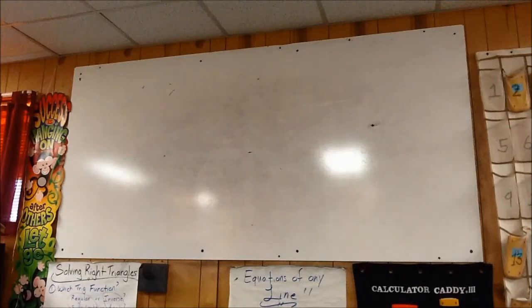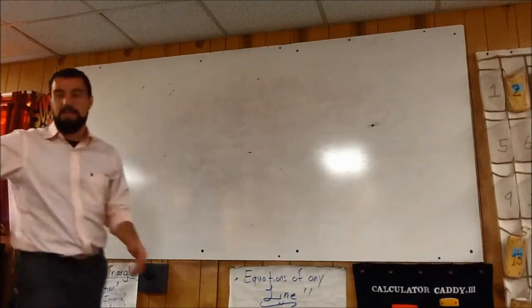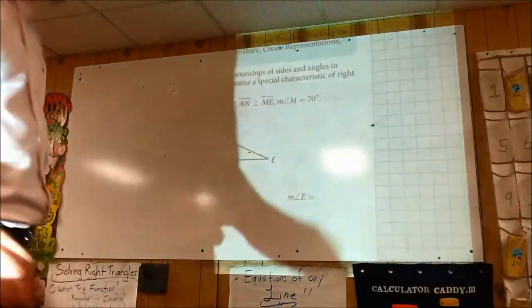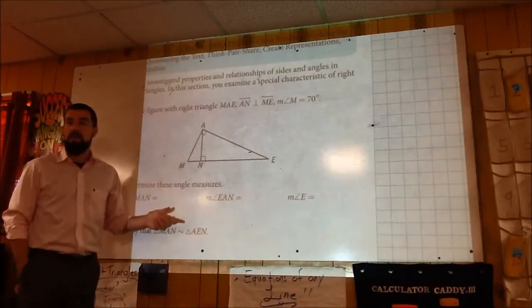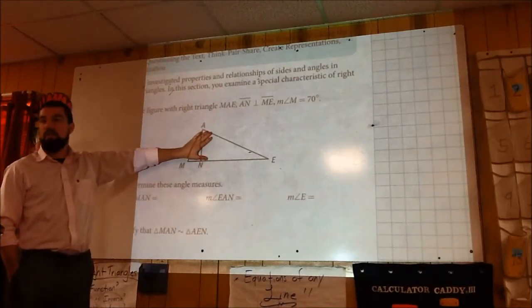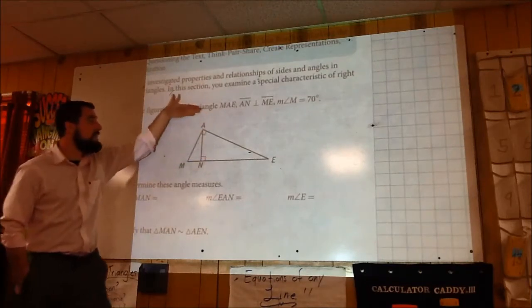Because this diagram and this whole thing that's in all of the learning targets, where it says an altitude is drawn to the hypotenuse of a right triangle, you need to understand what's going on in this diagram and why these statements are true.